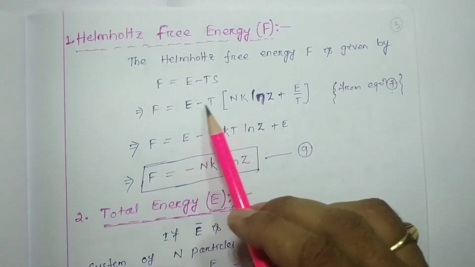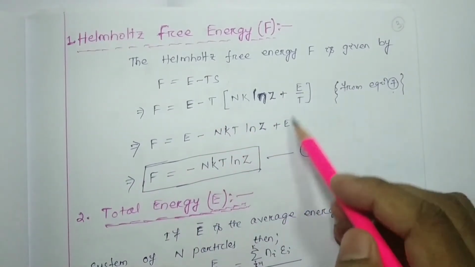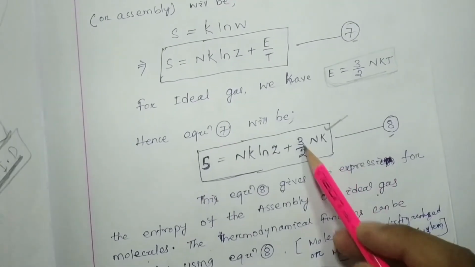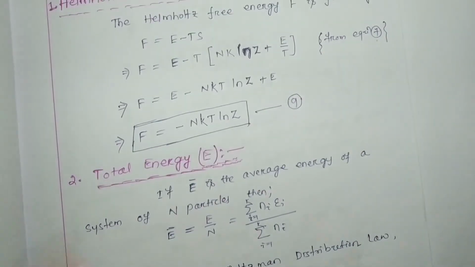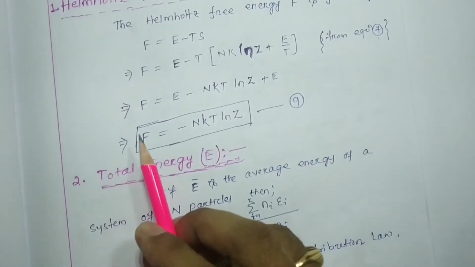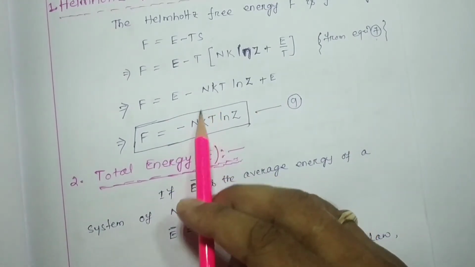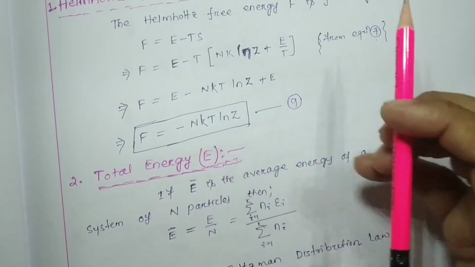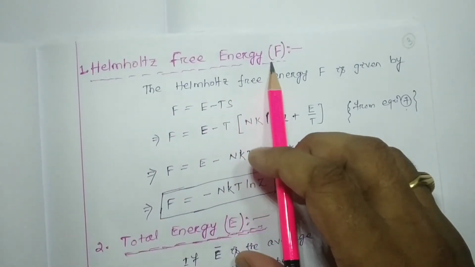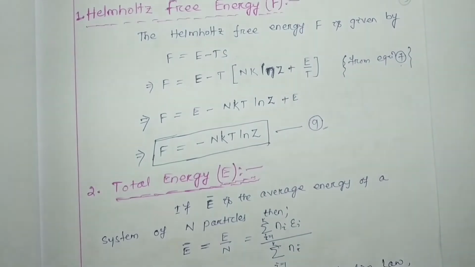Here we find E, nkT ln z, the T got cancelled, it will be E. If we consider equation number 8, then instead of E it will be 3 by 2 nkT. And here F will be equal to E, which got cancelled, minus nkT ln z. This is your equation number 9. This is the expression of Helmholtz free energy in terms of the partition function.